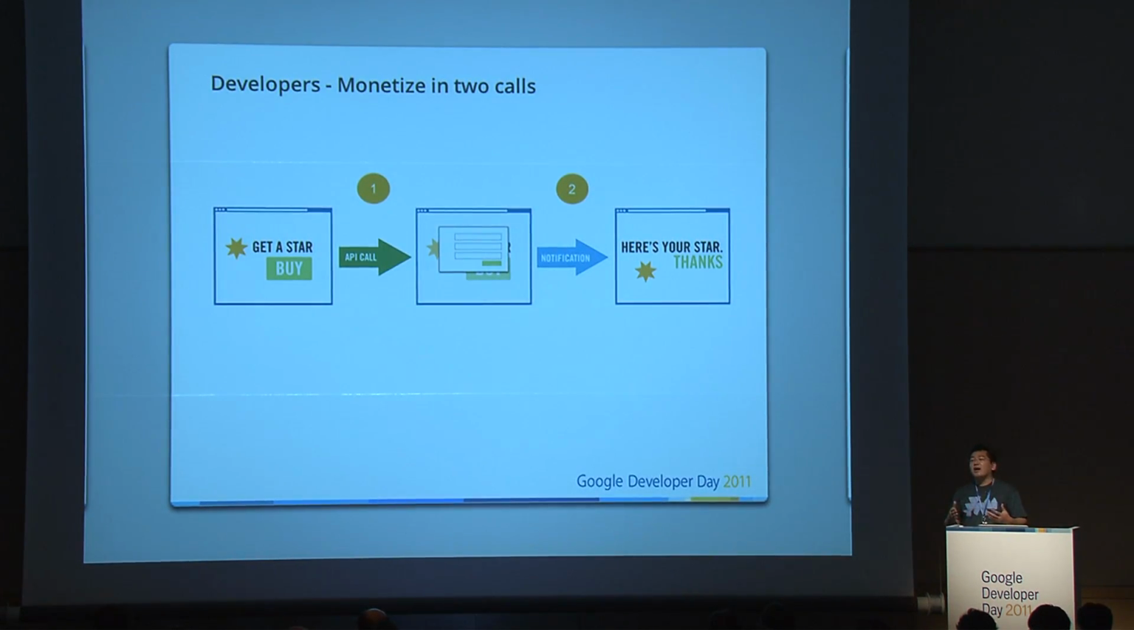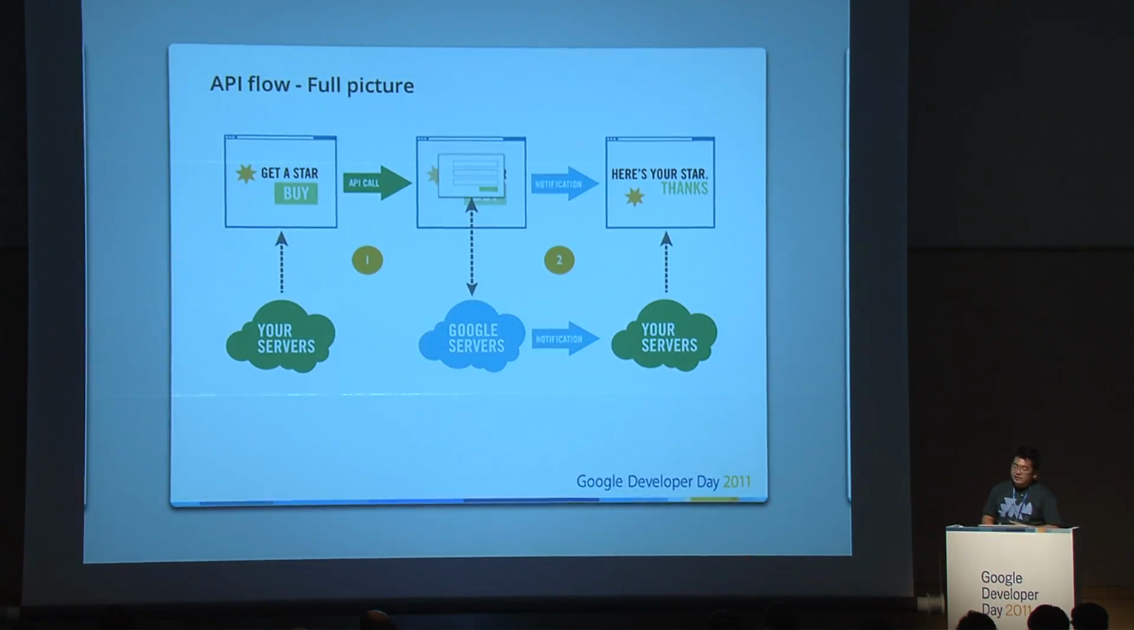The user clicks buy, your JavaScript initiates a call to the in-app payments JavaScript. The in-app payment JavaScript dynamically renders a purchase flow. Then when the user confirms the purchase, 2 notifications are sent, one to your server and then one to your JavaScript callback. Lastly, your page delivers the star that they've purchased. And this is the full API picture.